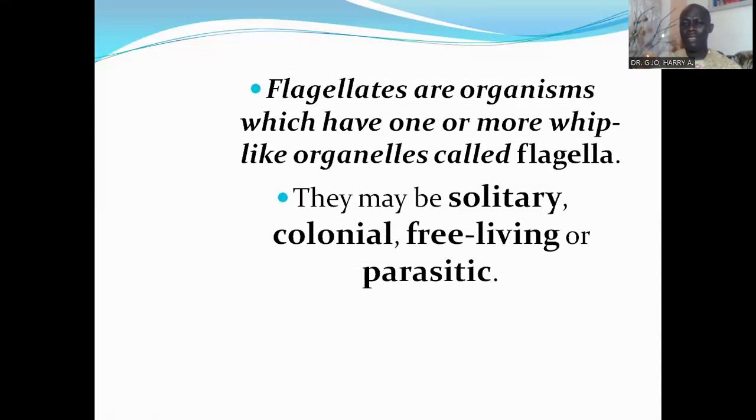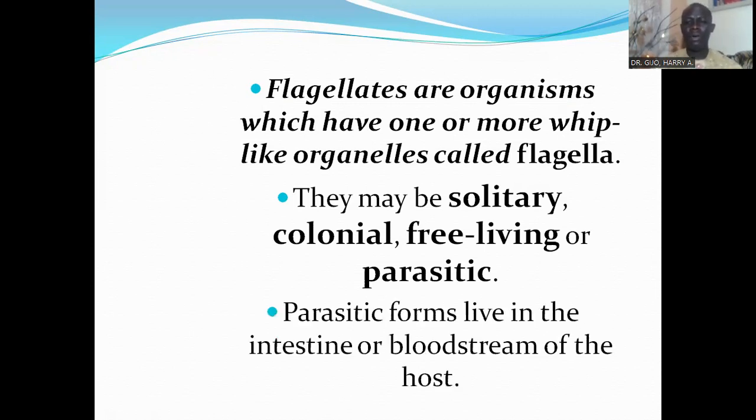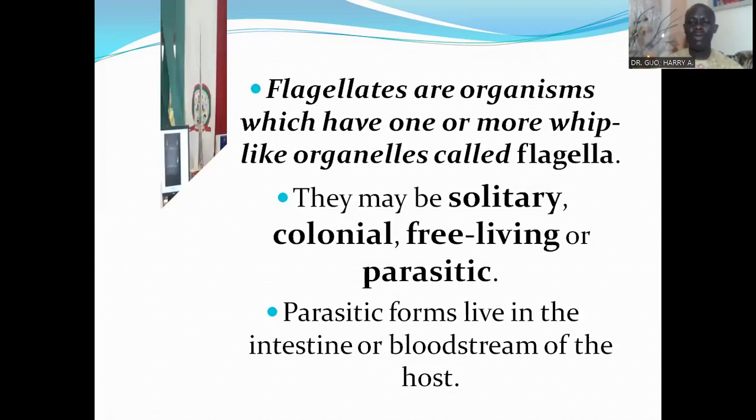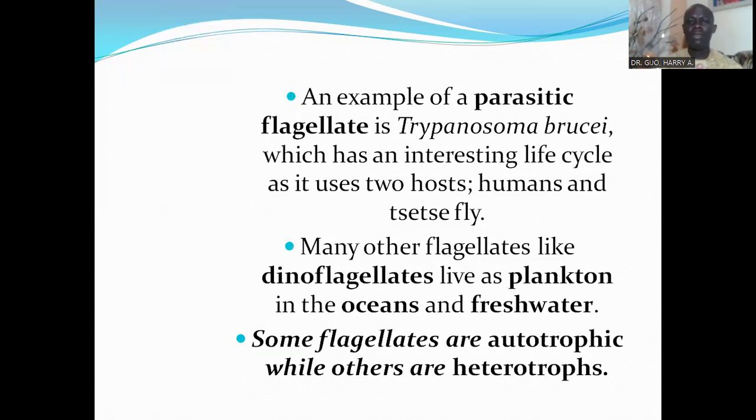The flagellates are organisms which have one or more whip-like organelles called flagella. They may be solitary, colonial, free-living, or parasitic. The solitary ones live alone. The colonial ones form clusters, while the free-living ones are seen swimming in the water column or wherever they find themselves. Some are parasitic. The parasitic forms live in the intestine and bloodstream of their host.